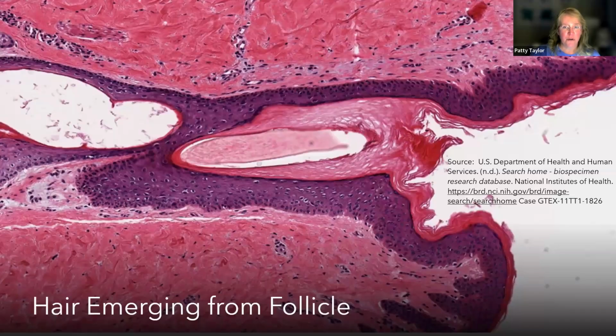Really cool picture here. You've got a hair emerging from a follicle. There is the hair. I've outlined it in yellow, and I've put a star on the follicle. So the only thing missing is getting to see it emerge above the skin surface and become the hair shaft.